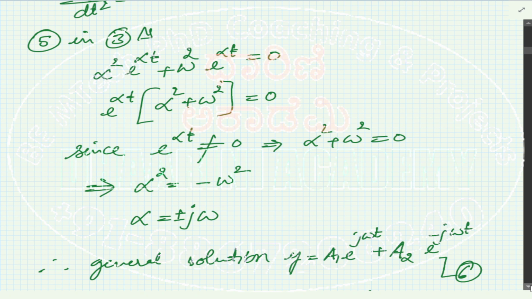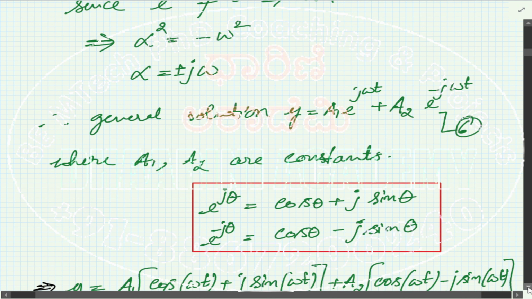So we equate alpha square plus omega square equals 0. So alpha square is equal to minus omega square, right? So alpha becomes imaginary, plus or minus j omega. When alpha is that, we can write a solution, because there are two roots now: alpha is plus j omega, alpha is minus j omega.